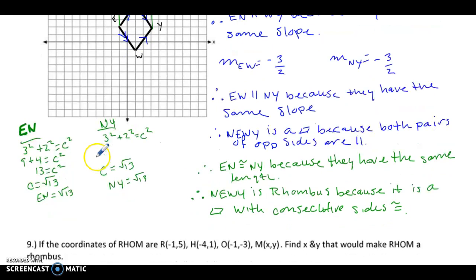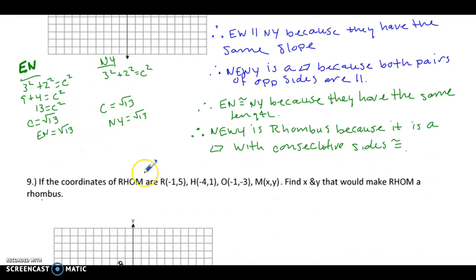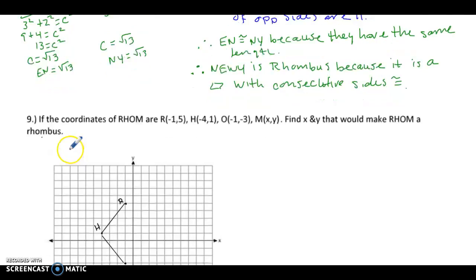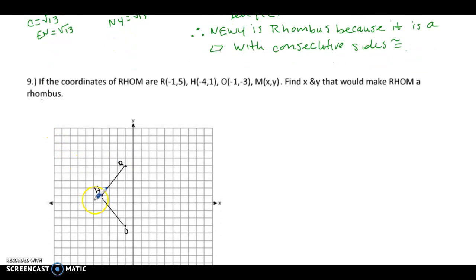All right, on question number 9, you are given 3 points, R, H, O, and you need to figure out where M is going to be to make this into a rhombus. I've already plotted my first 3, and so to make it into a rhombus, I need to figure out my next one. Well, I know that the side opposite of HR should also be parallel to HR, and it should be the same length as HR.